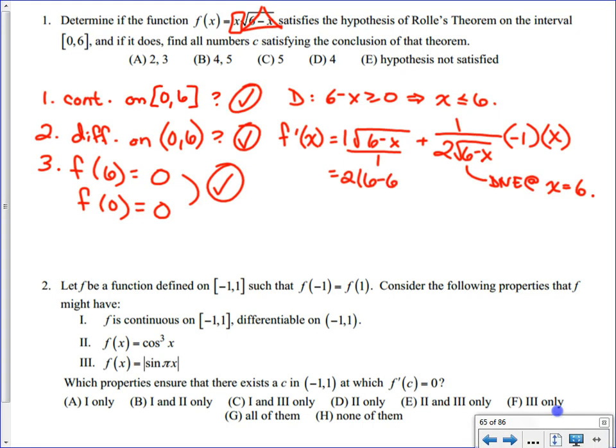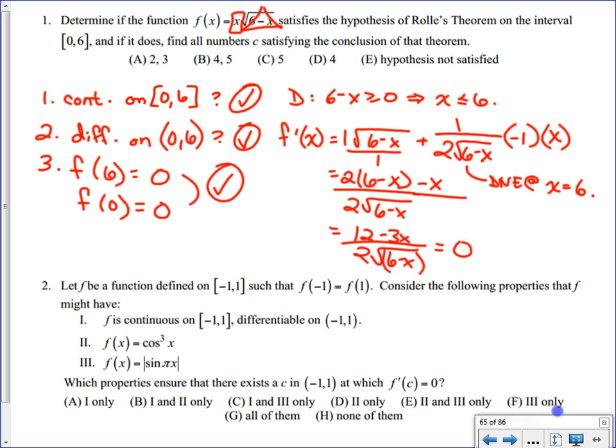So I would get 2 times the square root over 2 square root of 6 minus x, and then there's a negative x out here. That would be 12 minus 3x all over 2 square root of 6 minus x. I'm just setting it equal to 0, so I'm only looking at the top. The bottom is defined, right? So it's going to occur at 4.